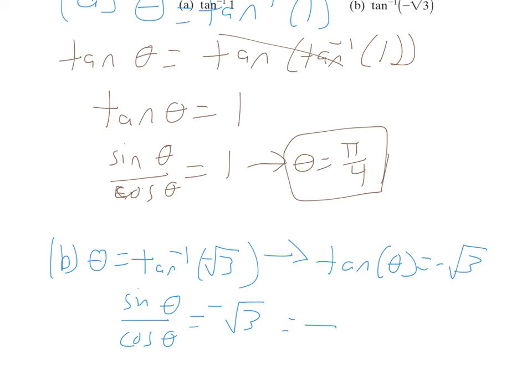If you look on the unit circle, it'd be when the sine is negative square root of 3 over 2, and the cosine is positive 1/2. So it'd be at the point 1/2, negative square root of 3 over 2 on your unit circle, which means your angle would be at 300 degrees, or 5 pi over 3.